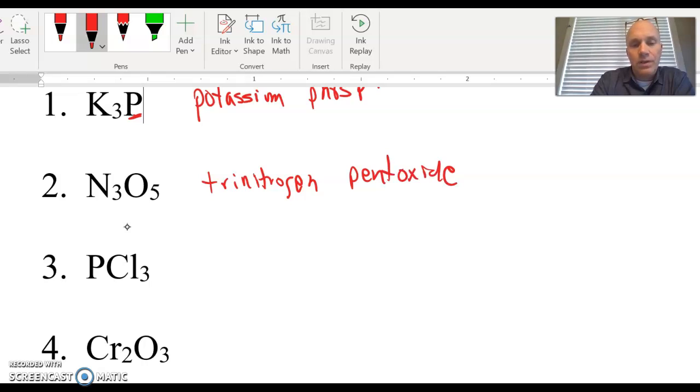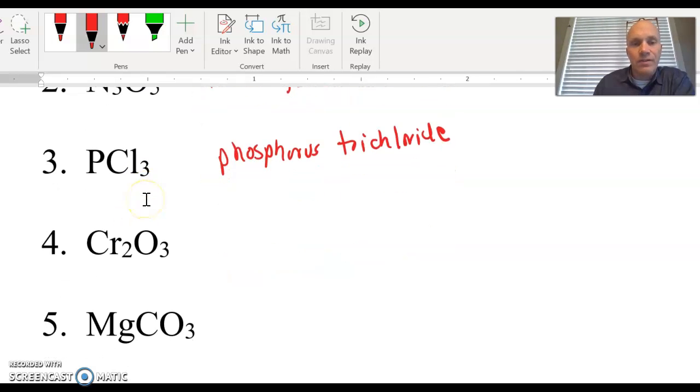All right, the next one is also covalent. It's going to be phosphorus trichloride. Again, you don't need a prefix in front of the first element in that name.